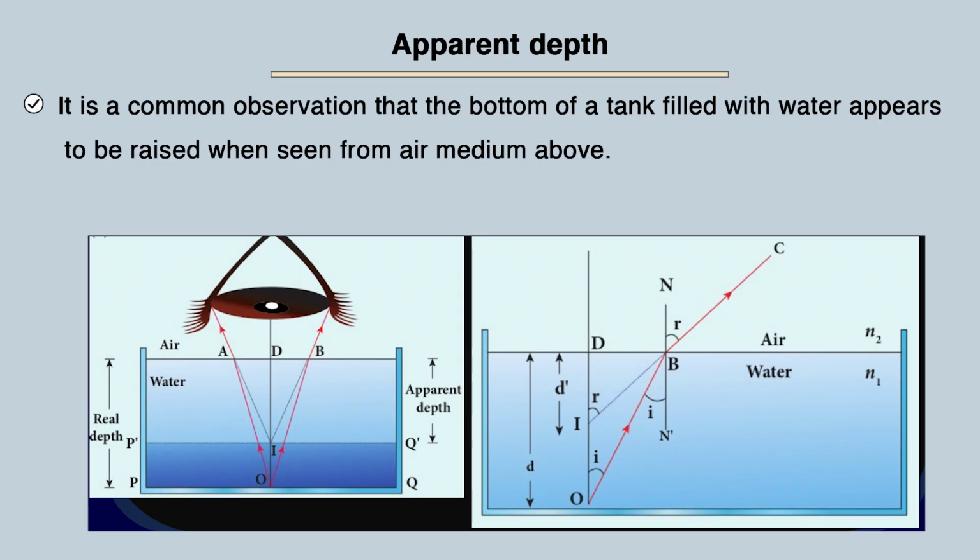Some common observations in daily life arise because of refractive index, or the refraction phenomenon. One is apparent depth. It is a common observation that the bottom of a tank filled with water appears to be raised when seen from the air above. This is the schematic diagram, and it is because of the deviation of the ray when it passes from one medium to another. There are two schematic diagrams for observation in two different directions: vertically to the surface of water, and at an angle from the surface of water.